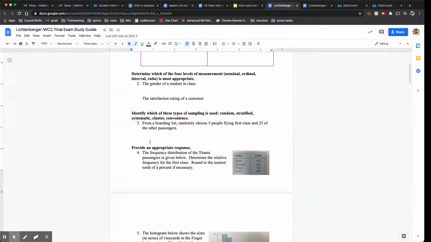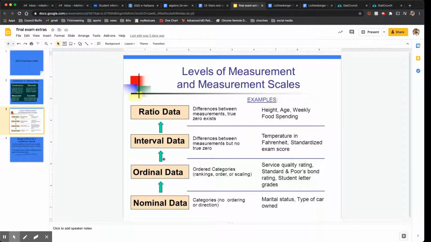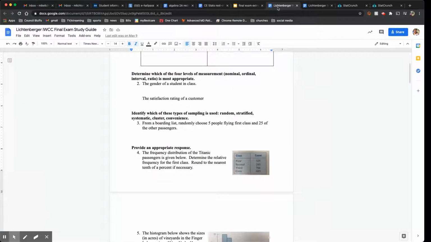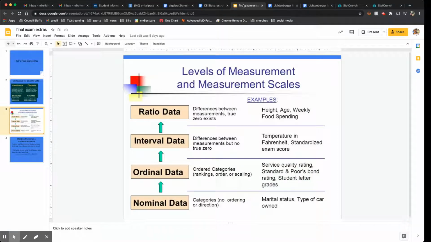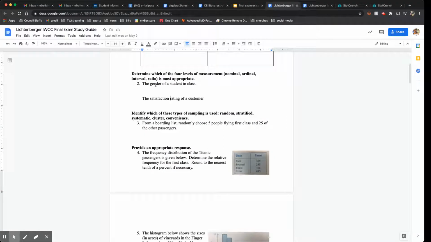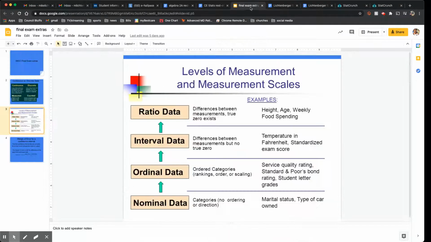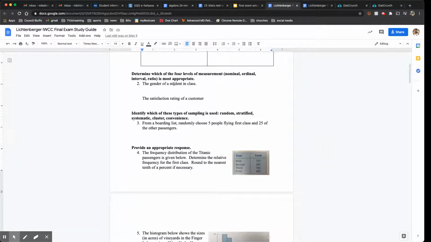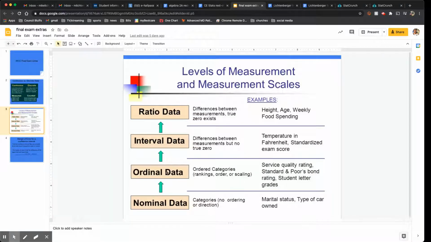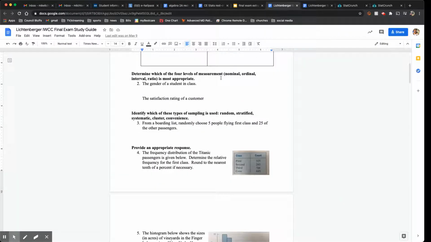So in this particular case, the gender, that would be an example of nominal data. The satisfaction rating of a customer. Keyword is rating. That implies that there's a ranking involved. There's a specific order involved. So that would be ordinal data. So this first one right here is nominal. And this second one of number two is ordinal.